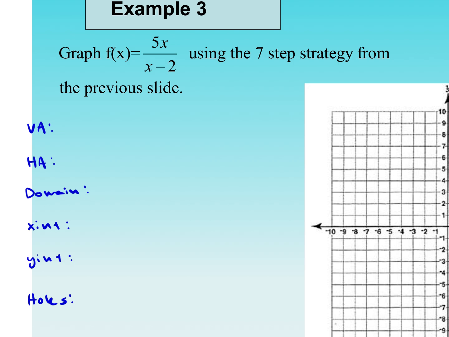So first thing we want to do is see if we have any common factors in the numerator and the denominator. Do we? Nope. Can't factor the numerator, and our denominator is already factored, x minus 2. We don't have any common factors. How would we find the vertical asymptote? Set the denominator equal to 0. So what would our vertical asymptote be? X equals 2. Awesome. And since we have no common factors, we can say no holes.